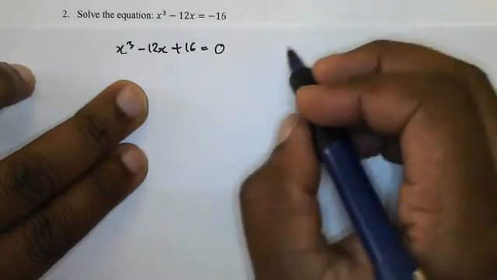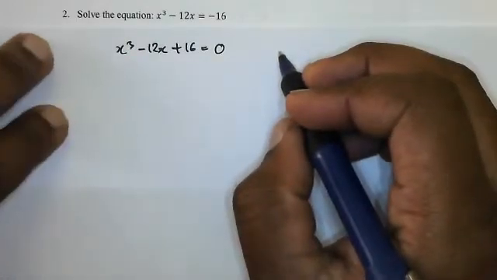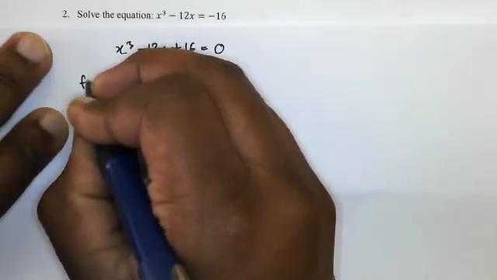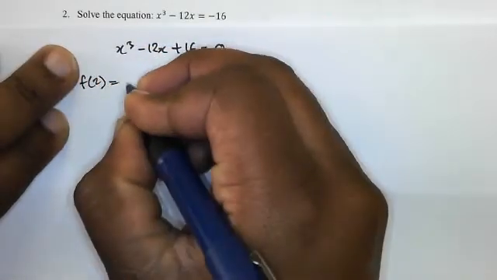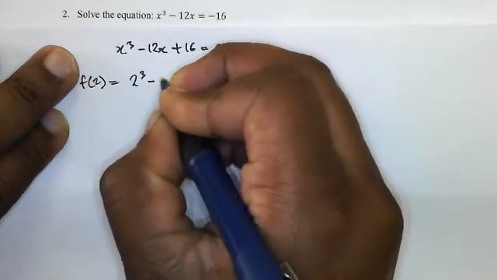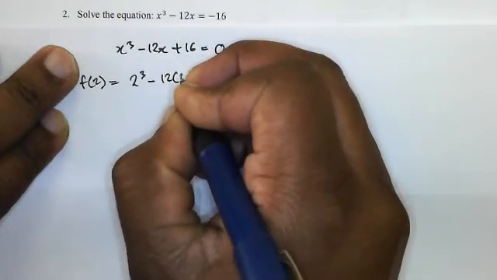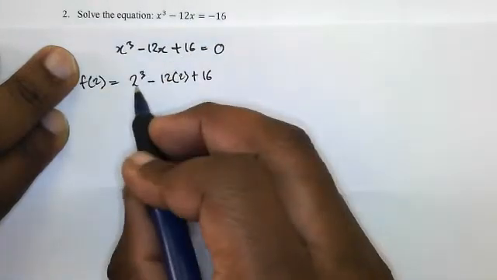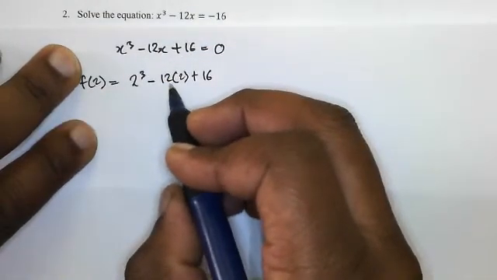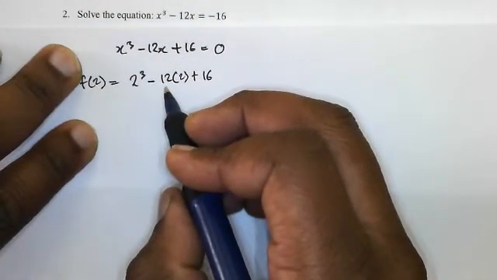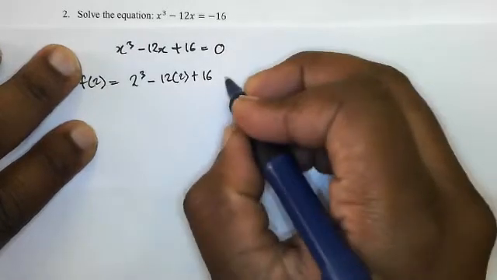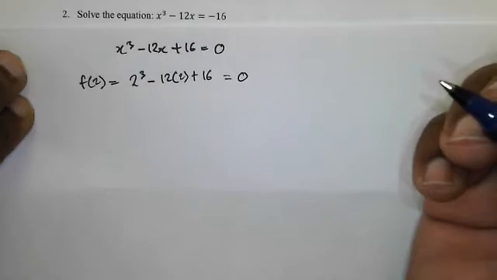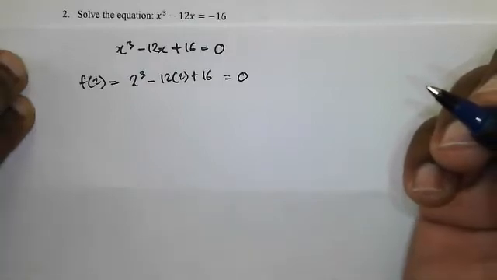So let's try positive 2. So that is 2 to the power of 3 minus 12 by 2 plus 16. That becomes 8. 8 minus 24 is negative 16. Oh, yeah, that does become 0. So we are lucky we found our factors first time around.